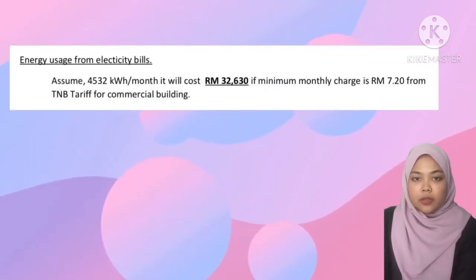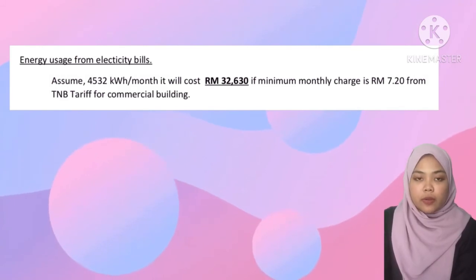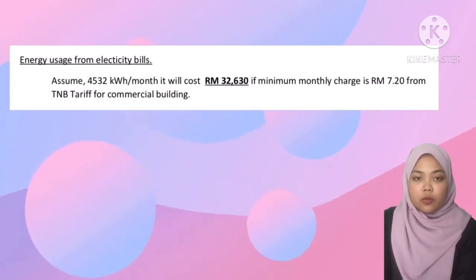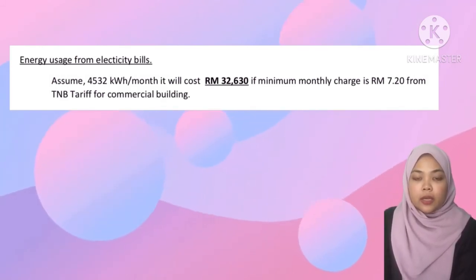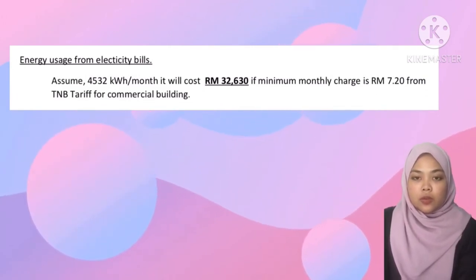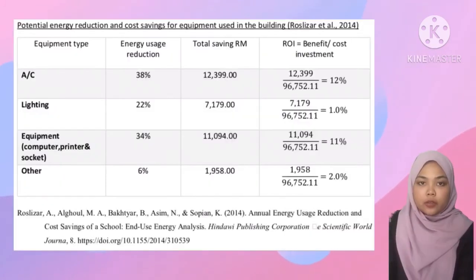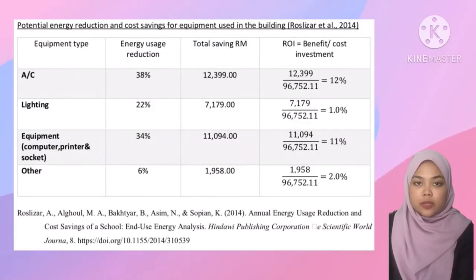Assume the average consumption of electricity is 4,532 kilowatt hour per month. It will cost RM32,630 per month. According to research by Roslizar, the percentage energy usage reduction is identified for common commercial buildings such as office buildings.